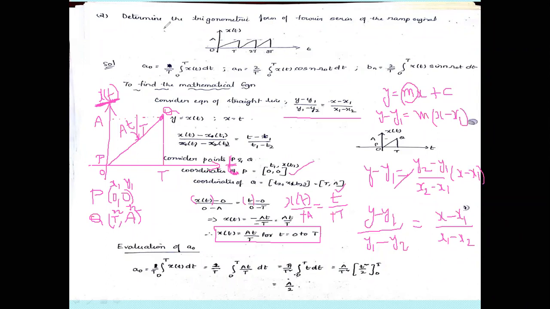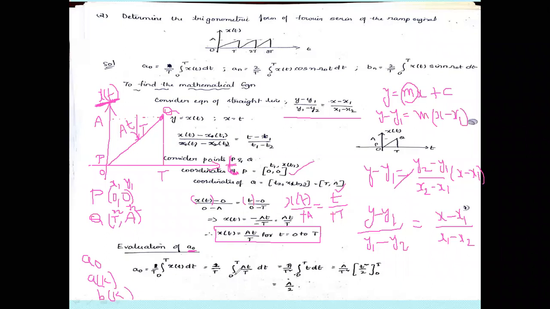To determine the trigonometric Fourier series, you have to find a of 0, a of k, and b of k. Finally, you can substitute in the x of t equation to get the trigonometric Fourier series x of t. First of all, the evaluation of a of 0. What is the formula for a of 0? 1 by T integral 0 to T x of t dt.